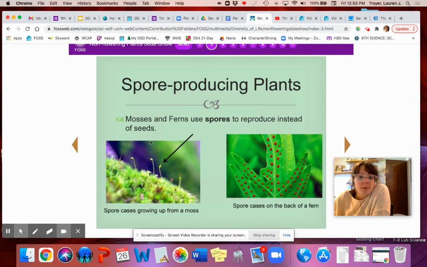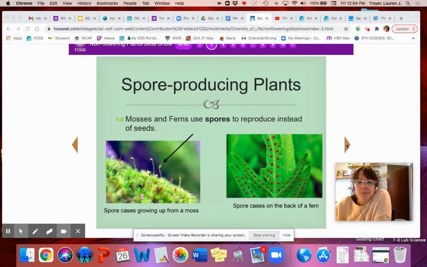So look, here are mosses and ferns. So this is one way to reproduce if you don't have flowers. You make spores. It's very similar to a fungus, isn't it? So they have spores, and they're able to spread their spores usually with the help of water, generally. Which is why you find moss and ferns in wet places. You don't usually find them in dry places. They like wet forests like we have here in the Pacific Northwest.